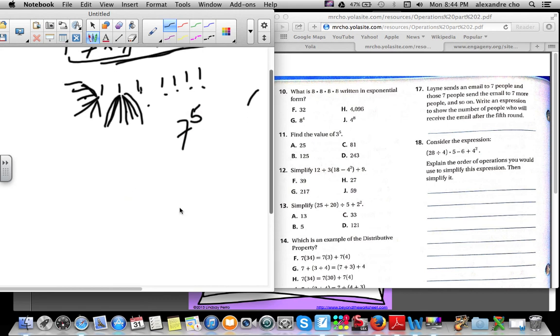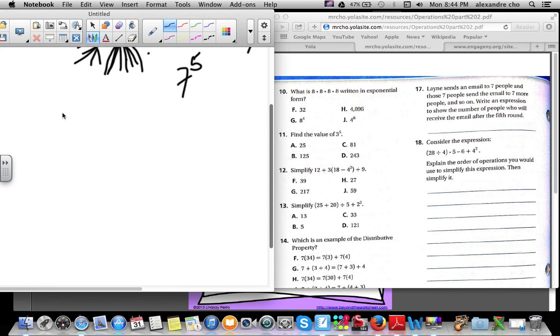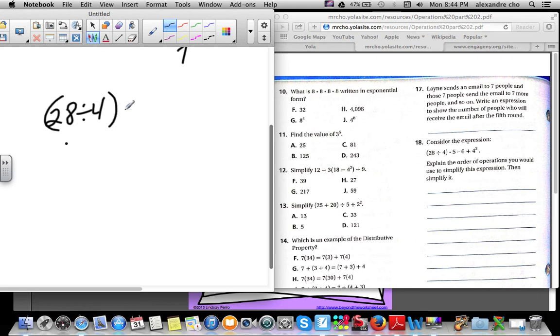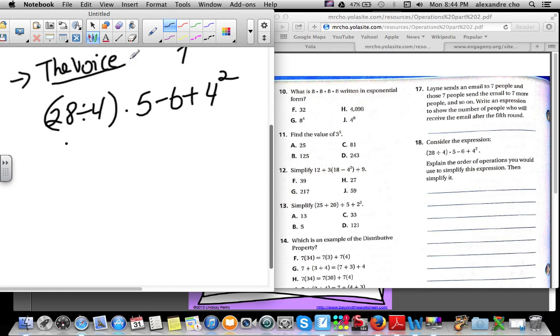All right, and finally, last question. Oh, that's simple today. Stop moving. All right, here we go. 28 divided by 4 times 5 minus 6 plus 4 to the second power. Here is your okay. That is the word for the day.